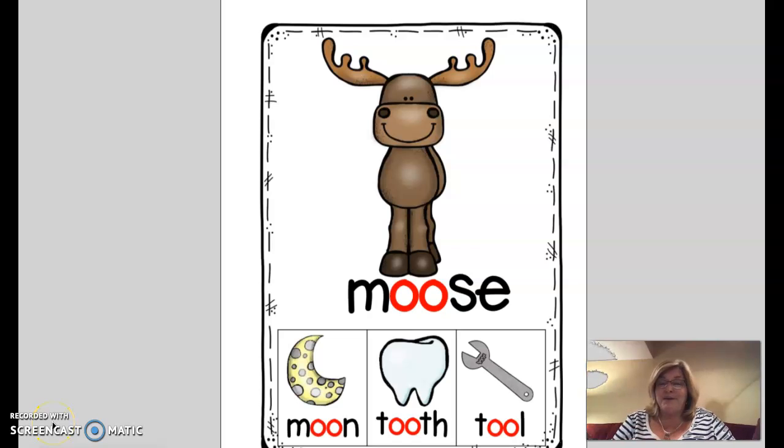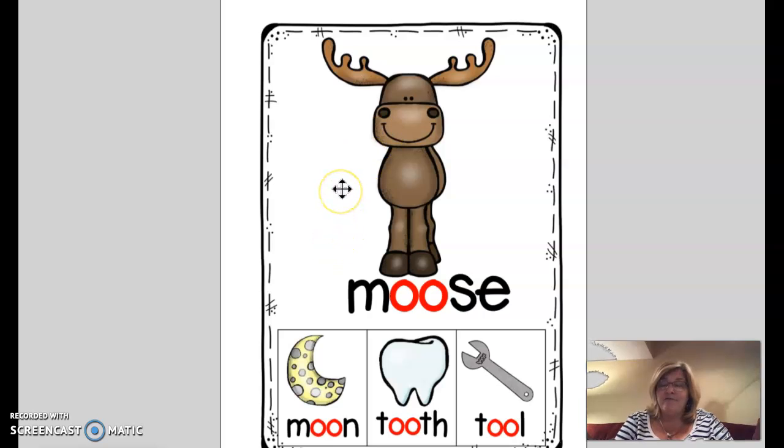Hi friends, I'm down here in the corner, but I wanted to remind you of our spelling pattern this week. We are working on our words that have the two O's next to each other for the spelling pattern. And here we have our beautiful brown Mr. Moose, who has a nice smile on his face.